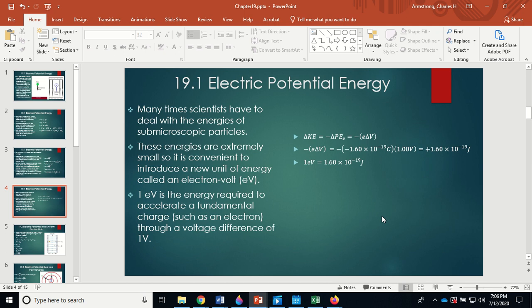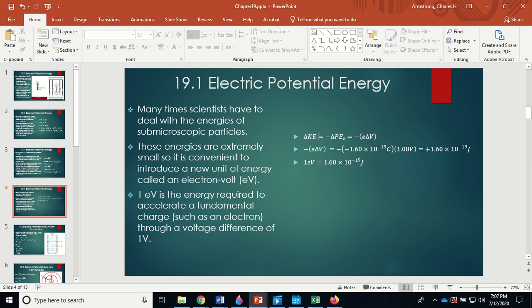So now we introduce something called an electron volt here. Many times scientists have to deal with energies of submicroscopic particles, electrons, protons. They're very, very small numbers in joules, right? So maybe you don't like to work with those kind of numbers if you have to work with them a lot, even though very small energies like that can destroy molecules and do all sorts of impressive things. But in order to escape that, what we do is the following.